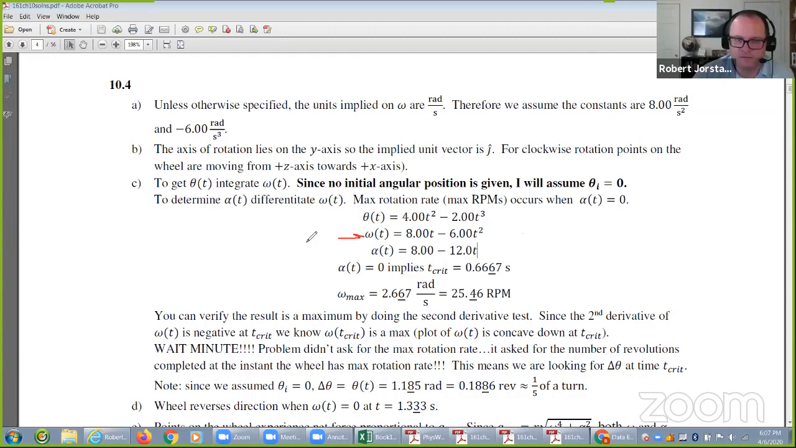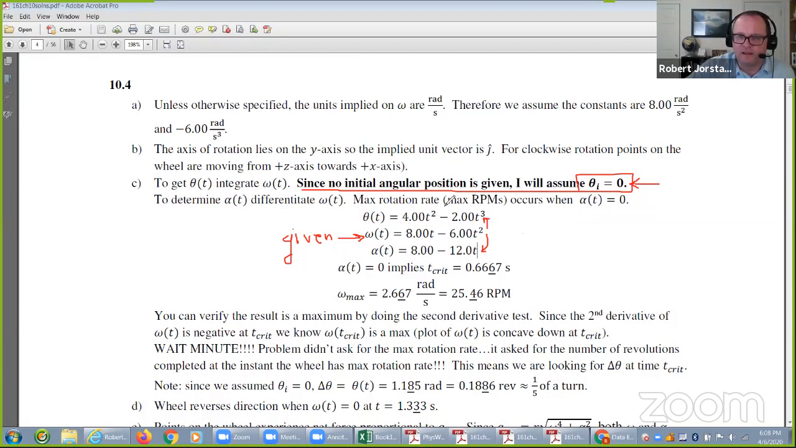You have to take a derivative to go down this way, and you have to take an integral to go up to this one. And then since no initial angular position was given, I'm going to assume just like we usually assume x initial is 0 unless otherwise specified, if I don't give you a theta initial, you can assume theta initial is 0, okay? So typically, almost always, this is true, unless I specifically tell you otherwise, okay?